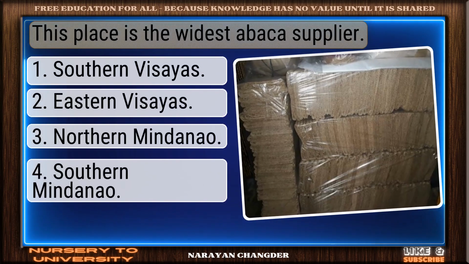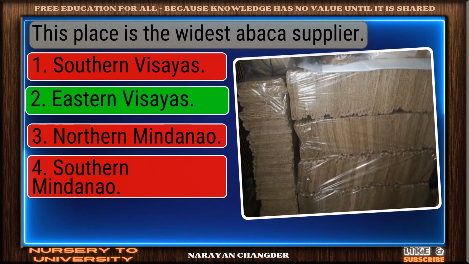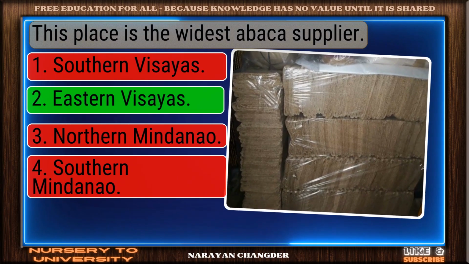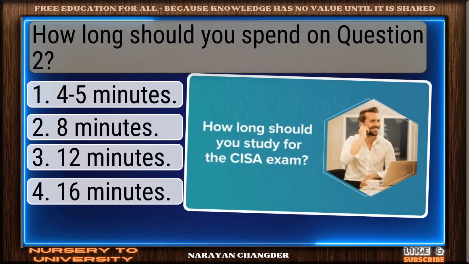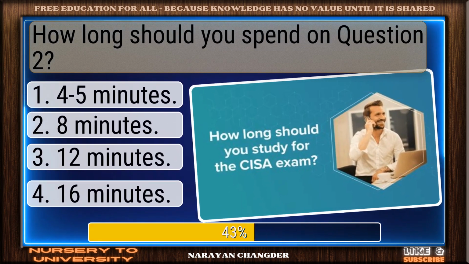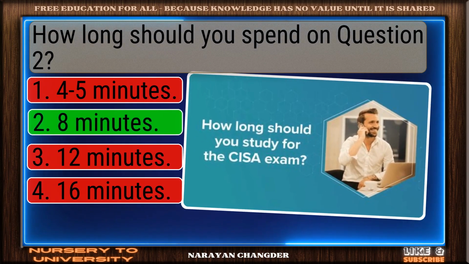This place is the widest tobacco supplier. Solid response. Eastern Visayas is a valid choice. How long should you spend on question 2? You got it. Your choice, 8 minutes, is right.